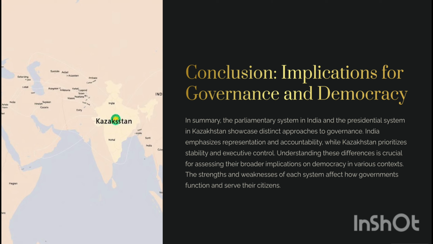Conclusion: implications for governance and democracy. The parliamentary system in India and the presidential system in Kazakhstan showcase distinct approaches to governance. India emphasizes representation and accountability, while Kazakhstan prioritizes stability and executive control. Understanding these differences is crucial for assessing their broader implications on democracy in various contexts. The strengths and weaknesses of each system affect how governments function and serve their citizens.